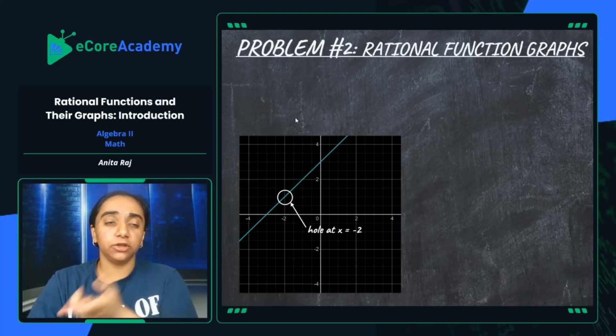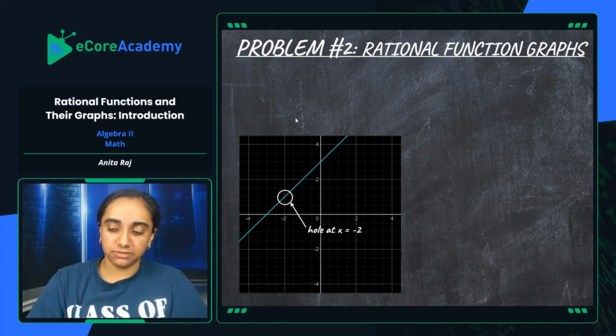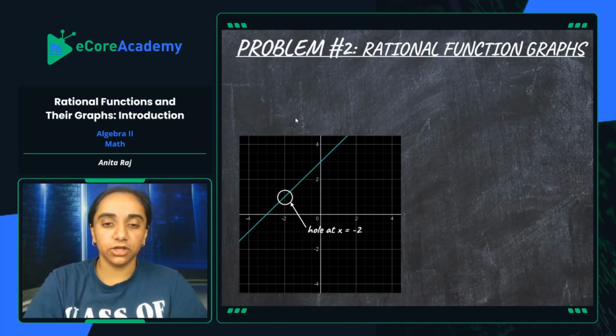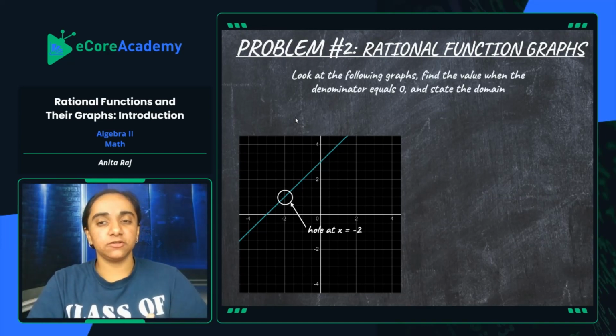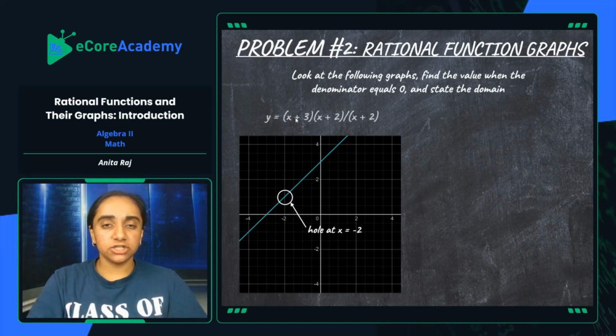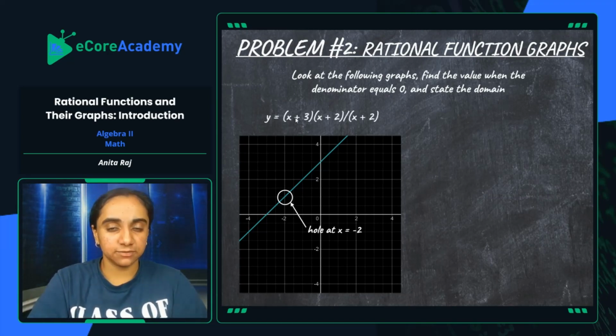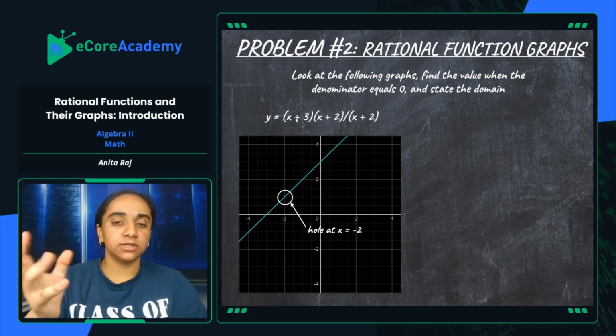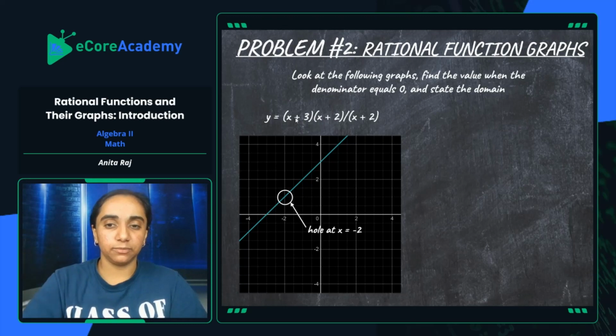So make sure that when you graph it, and when I'll actually be doing graphing problems with you in a later video, we're going to actually make sure we emphasize that there's a hole there in the function. So we're going to do the same thing. We're going to look at the following graphs, find the value when the denominator equals 0, and then we're going to state the domain. So the equation of this function is y equals (x plus 3) times (x plus 2) divided by (x plus 2). So these are all expressions put in separate parentheses.